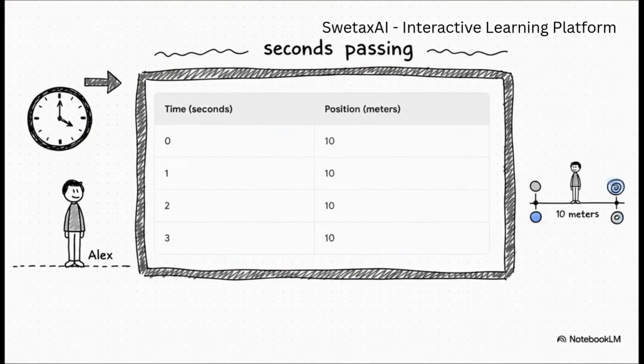So if we look at the data, this is what we'd see. At second 0, Alex is at the 10-meter mark. A second later, still at 10 meters. 2 seconds go by. 3 seconds, you see the pattern, right? Time keeps ticking forward, but Alex's position is not changing one single bit.